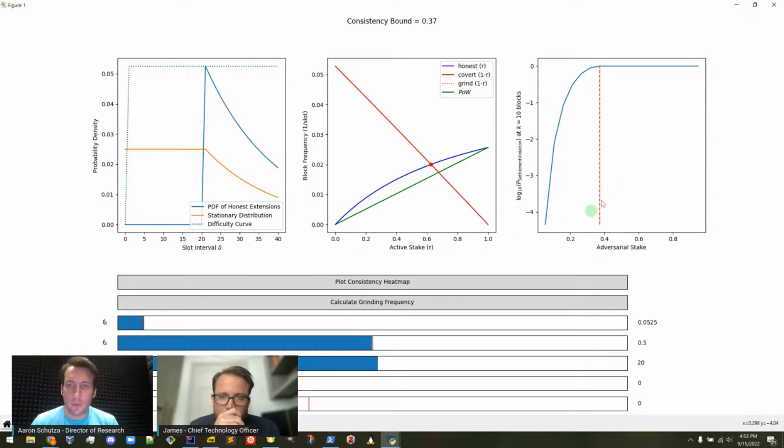Well, yeah, and then I wanted to point out that I'm also tracing out this consistency bound on the, let's see, the adversarial stake axis for the log base 10 of the probability of settlement violations. And here I just set it at K equals 10 blocks, so we can get a calculation. But 10 blocks is kind of the standard settlement depth. I think on Ethereum, people wait 30 blocks.